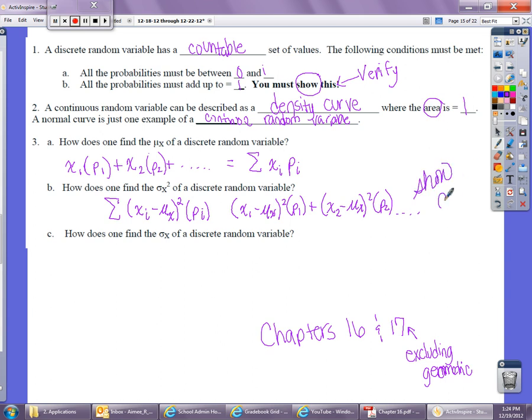Show all work. Okay? If you think it, write it. If you put it in your calculator, write it. Okay? That's kind of the rule of thumb. You want to make sure that you have everything shown so that if there's any question, we can look and see if your thinking was correct. And then that little symbol here, that little sigma, that is standard deviation. You find that by taking the square root of the variance. So the standard deviation of x is equal to the square root of the variance of x. Okay?